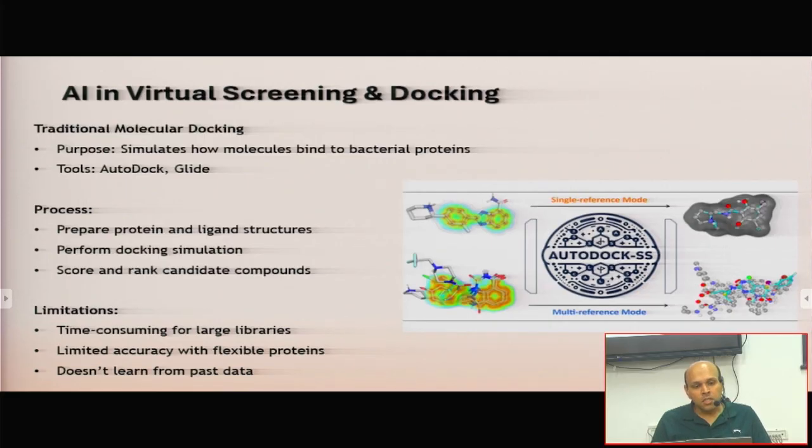Excuse me. So AI in virtual screening and docking. So traditional molecular docking, we know what molecular docking is. Its purpose is to simulate how molecules bind to bacterial proteins. And there are tools like Autodock, Glide, which you can use. The process for that is you are preparing protein and ligand structures. Obviously, you have got the protein or you have got your enzyme and you have got the ligand, which is your antibiotic like meropenem or anything else.